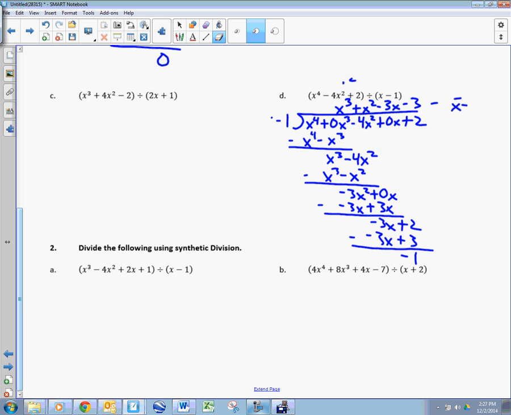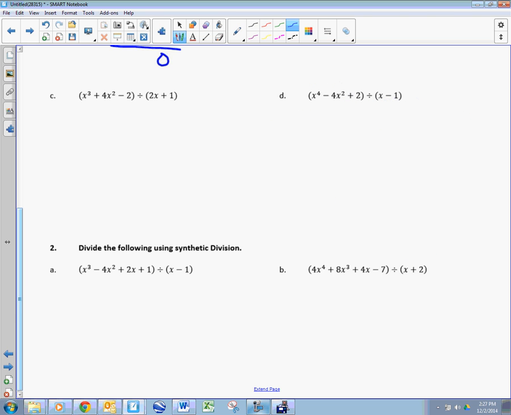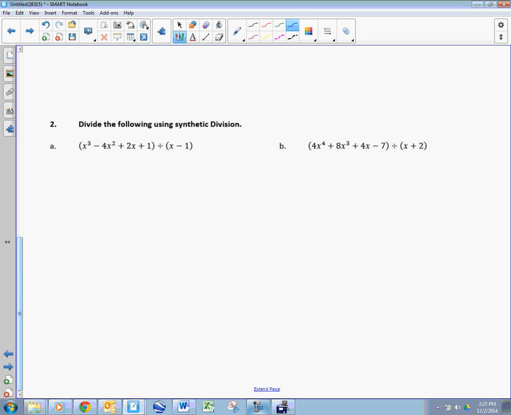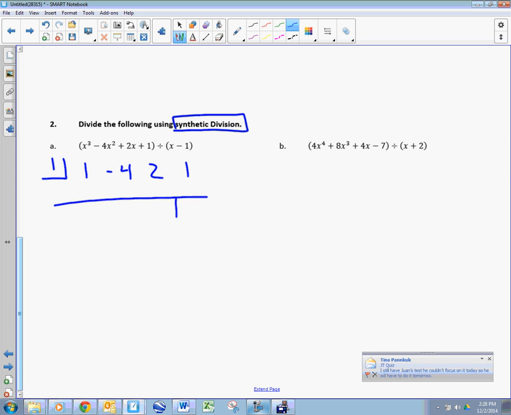Now, let me teach you how to do something more efficient and more effective. Synthetic division. I take the solution of the binomial, I put it out front. I put a 1 right out there, okay? Then I take the coefficients and I write them down: 1, -4, 2, and 1. I draw my line. I put my box for the remainder.